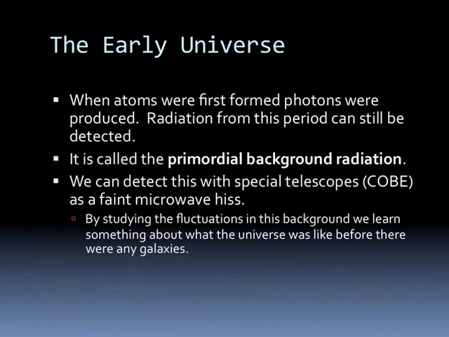Now, when atoms were first formed, photons were produced. Radiation from this period can still be detected. It's called the primordial background radiation. And we can detect this with special telescopes. The COBE telescope is one. And we detect it as a faint microwave hiss.